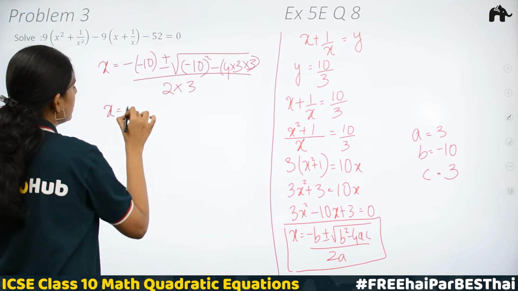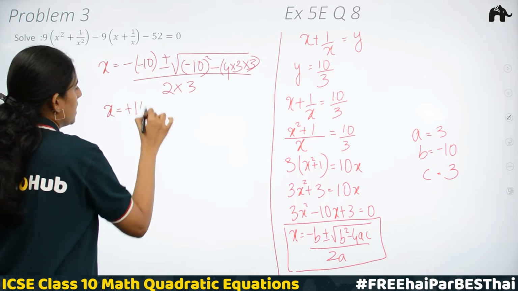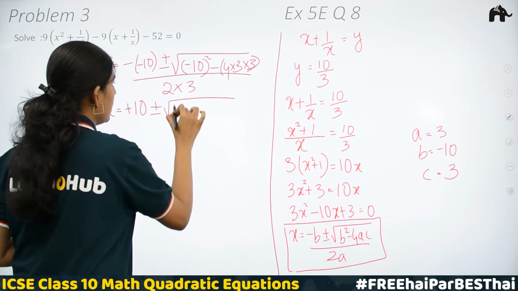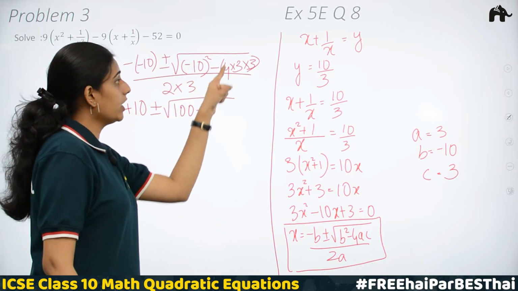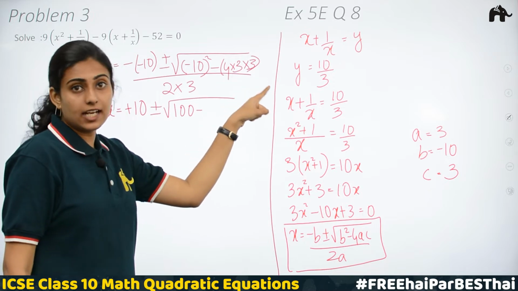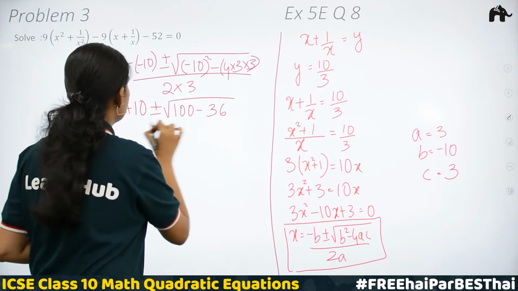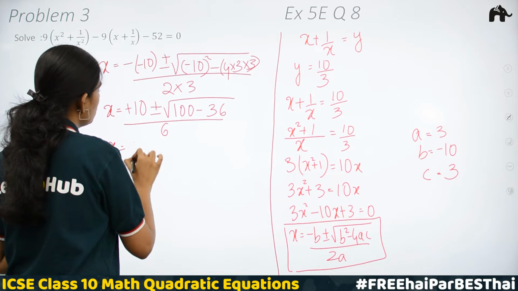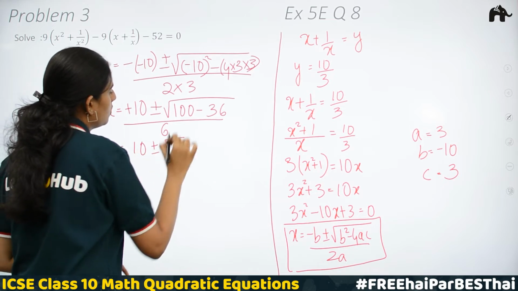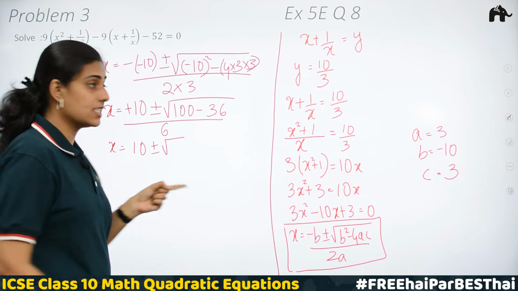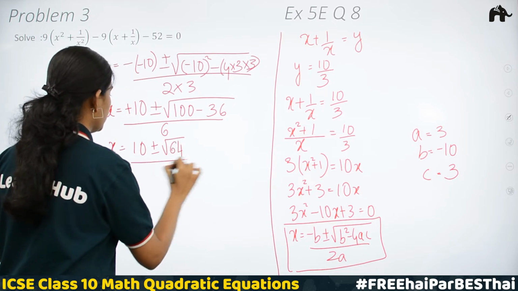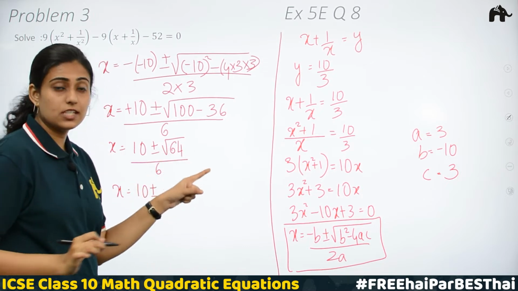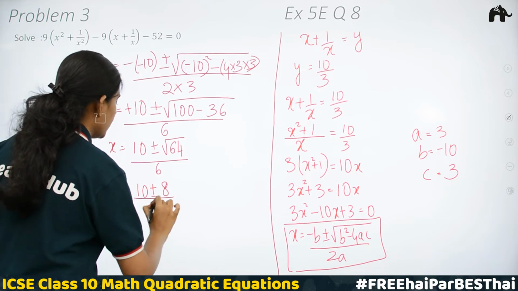Calculate this. x is equal to minus of minus 10, that is plus 10, plus or minus root of (minus 10) whole square is 100, minus 4 into 3 is 12, 12 into 3 is 36. 36 divided by 2 into 3 is 6. x is equal to 10 plus or minus root of 100 minus 36 is 64. 64 divided by 6. x is equal to 10 plus or minus root of 64 is 8, divided by 6.